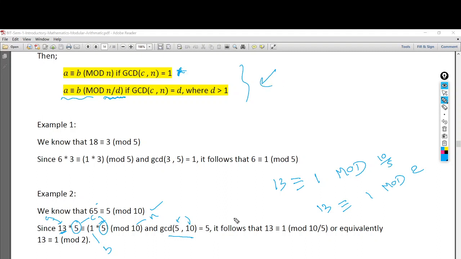Using this rule: if the GCD of C and N is 1, we can simply say A is congruent to B mod n. If the GCD of C and N is not 1, rather it is a positive number bigger than 1, then A is congruent to B mod n divided by D. Okay, right. So that is something we can use to get from one congruence to other congruence values.